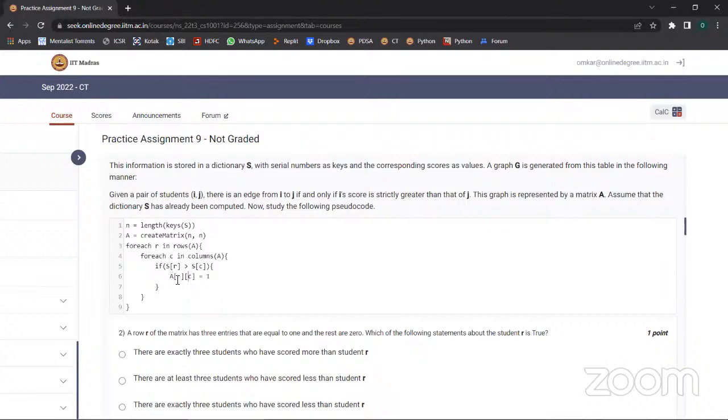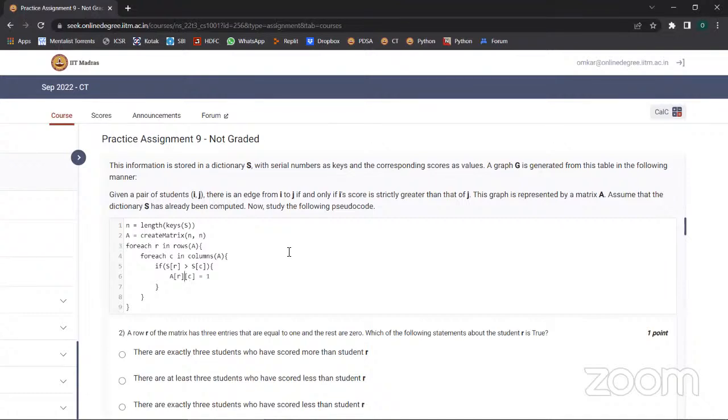So there are two students. When we access a matrix with two numbers, as I was talking about earlier, M32: if M32 is 1, that means student number 3 has scored more marks than student 2, roll number 2. Then there's an edge from 3 to 2. This is a directed edge. It cannot be undirected, because both cannot have scored more than each other. Only one can score more than the other person. So this graph is a directed graph.